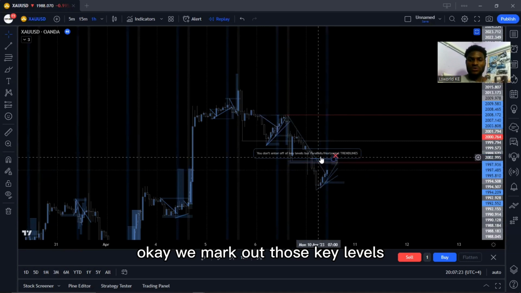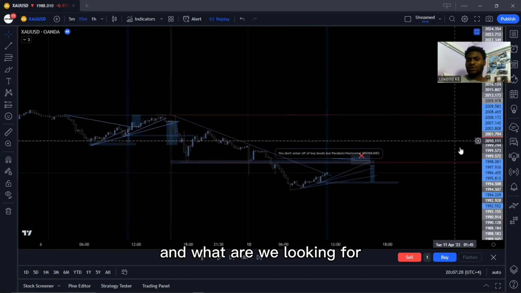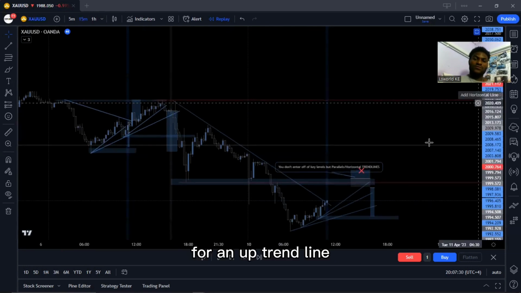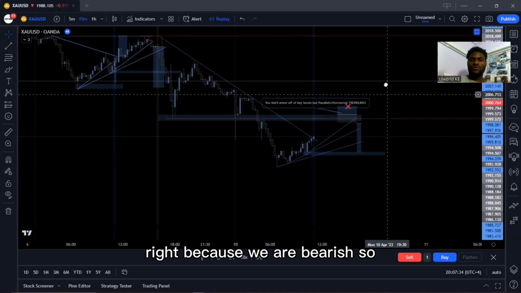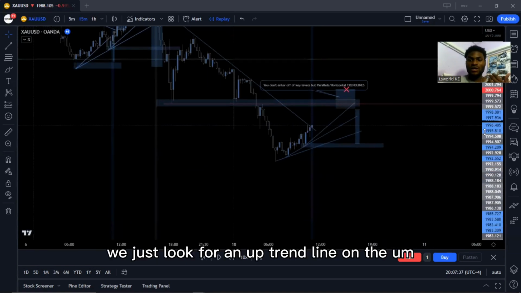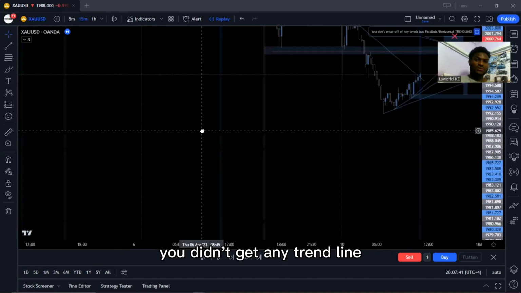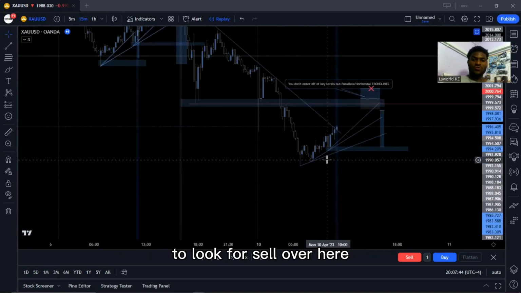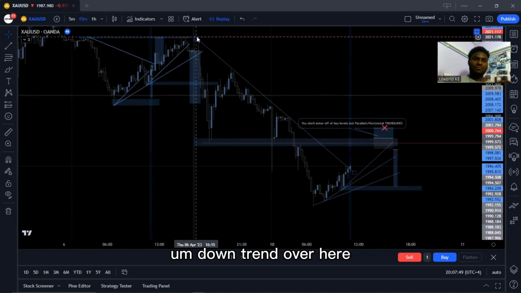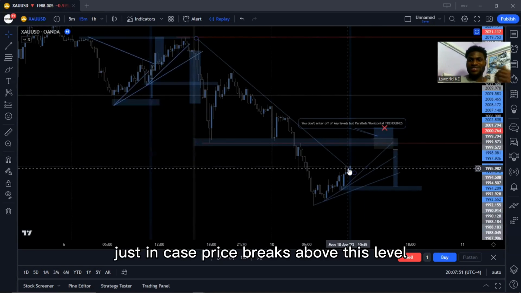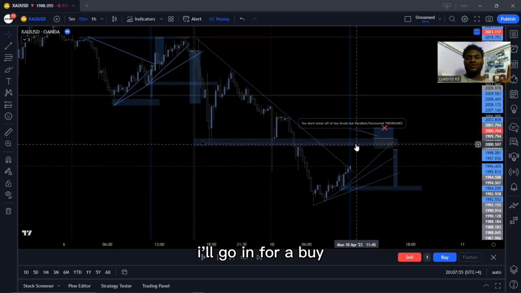Okay, we mark out those key levels, and then we go down to our 15 minutes time frame. And what are we looking for on the 15 minutes time frame? An uptrend line, right? Because we are bearish, so we look for our uptrend line on the 15 minutes time frame. Since we didn't get any trend line on the 15 minutes time frame to look for sales over here, I just identify my downtrend over here, just in case price breaks above this level, I'll go in for the buys.